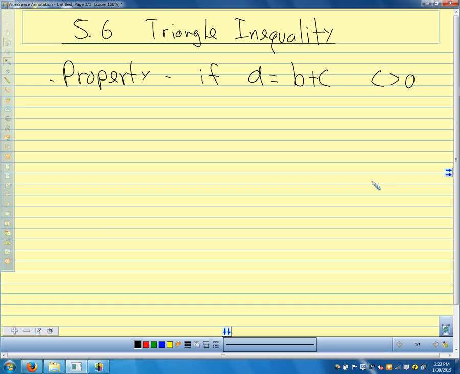So an example would be 7 equals 5 plus 2. Well, 7 is bigger than 5, right? Yeah. 7 is also bigger than 2. So I'm getting this number by adding something to one of these. This one has to be bigger than the others. We're going to say if A equals B plus C, A is greater than B. Makes sense, right?